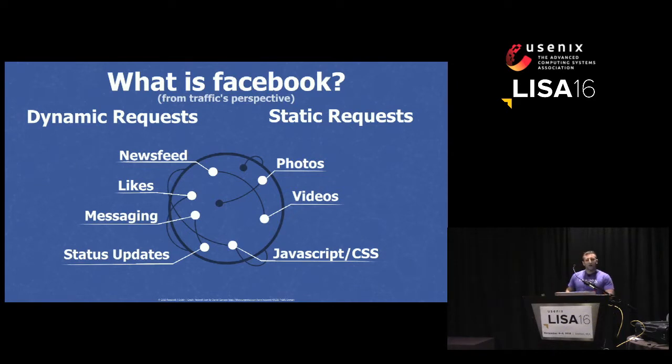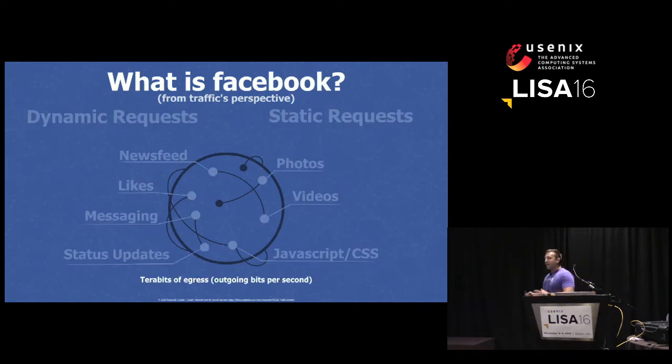On the other side of things are our static requests. These are any requests sent to our servers that are very, very unlikely to change, and these are very easily cacheable: photos, videos, et cetera. The combination of these means we have a lot of people who use Facebook, and we send a lot of bits out to the network. So we send out terabits of egress to the internet per second. Egress is defined as the ones and zeros, all the bits leaving our routers, leaving the Facebook network.